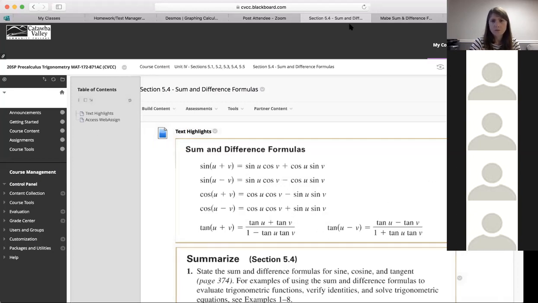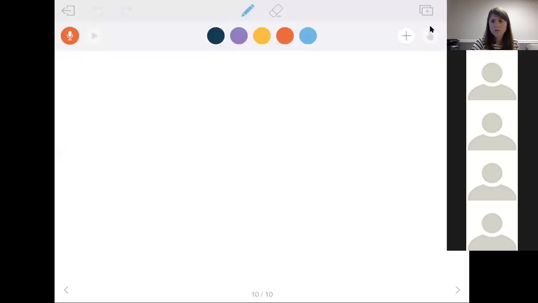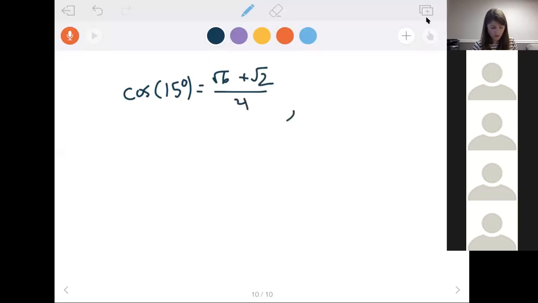So let's go through, and I'm going to stop this share and illustrate what I mean for the 15 degrees. So let me share iPad screen one more time. And what I'm going to do is just go to our sum and difference, and we're going to remind ourselves of the cosine of 15 degrees. I'm going to pull that work we already did. So we had cosine and then sine.